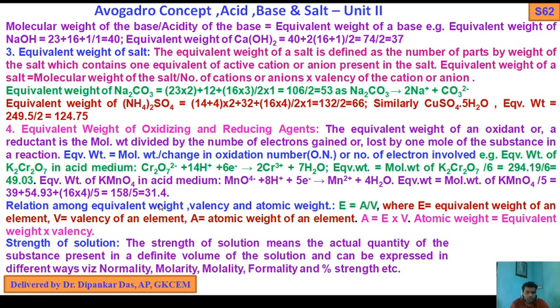Relations among equivalent weight, valency and atomic weight. What is the relation? As you know, equivalent weight equals A by V, where E means equivalent weight of an element, V means valency of the element, and A stands for atomic weight of the element. So E equals A by V, or you can write A equals E into V, that is, atomic weight equals equivalent weight into valency.